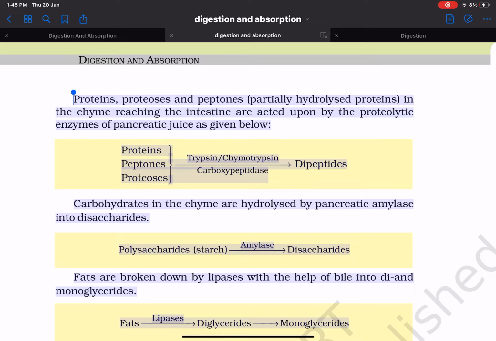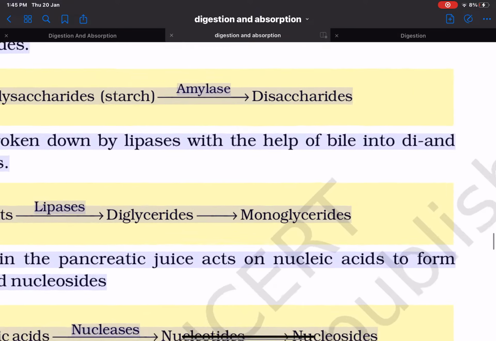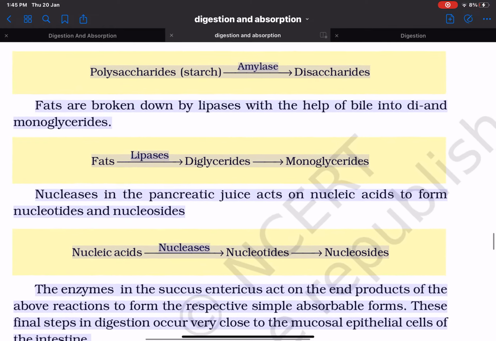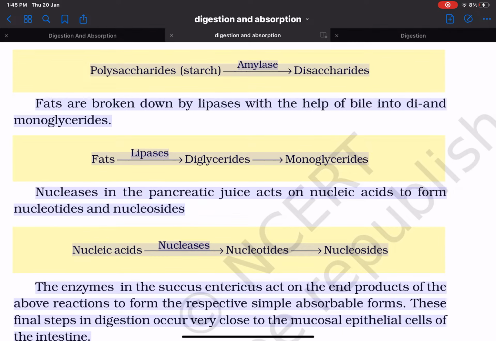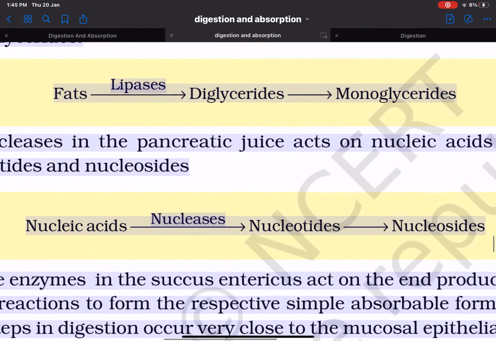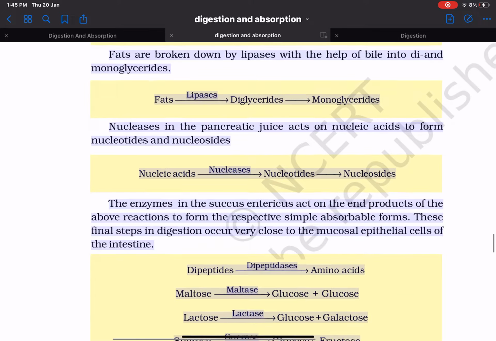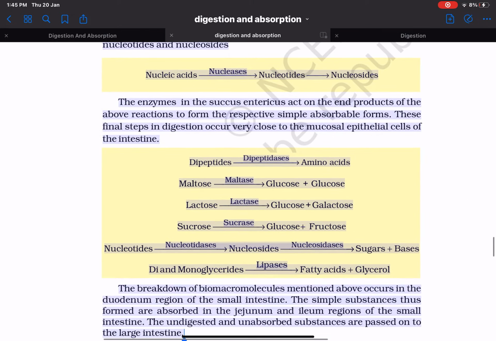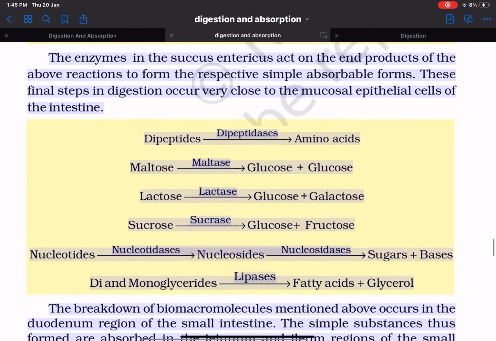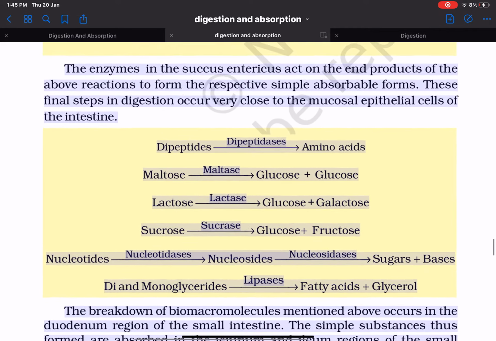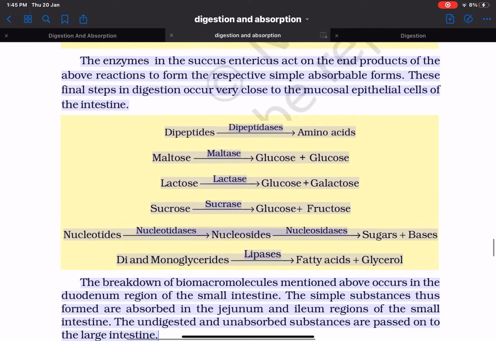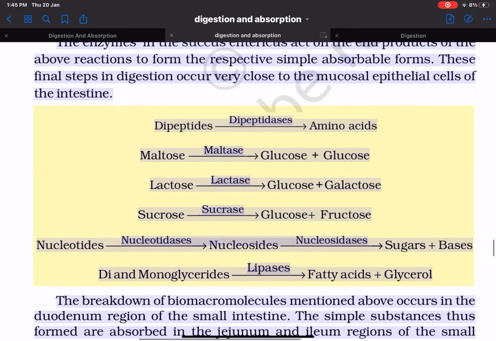Carbohydrates in the chyme are hydrolyzed by pancreatic amylase into disaccharides. Fats are broken down by lipases with the help of bile into di- and monoglycerides. Nucleases in the pancreatic juice act on nucleic acids to form nucleotides and nucleosides. The enzymes in the succus entericus act on the end products of the above reactions to form the respective simple absorbable forms. These final steps in digestion occur very close to the mucosal epithelial cells of the intestine.